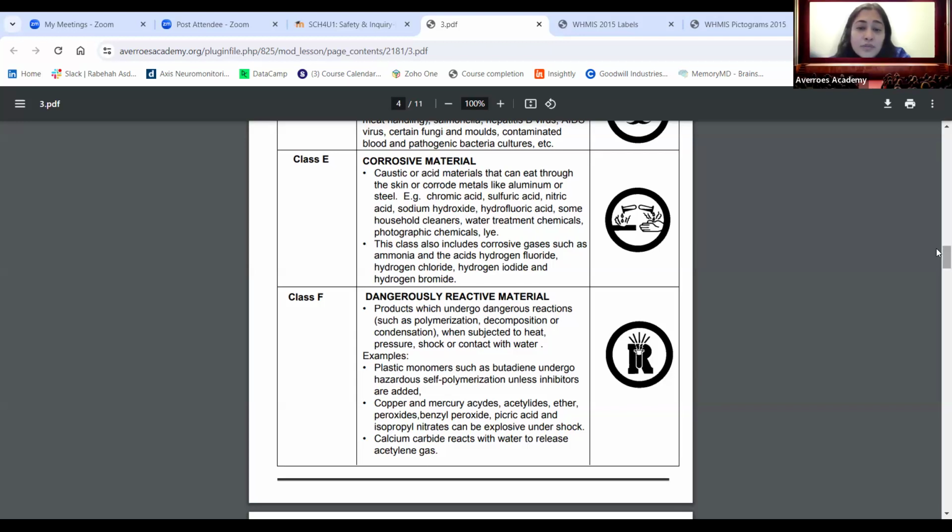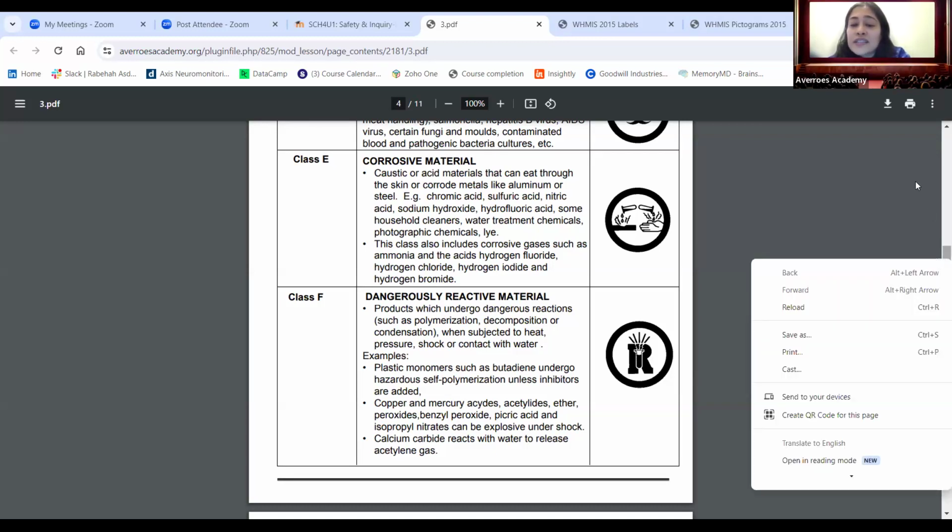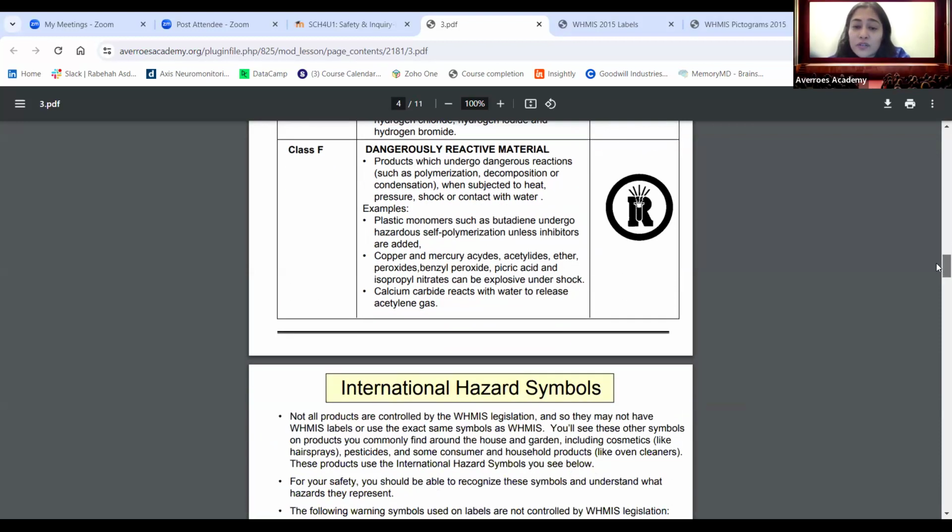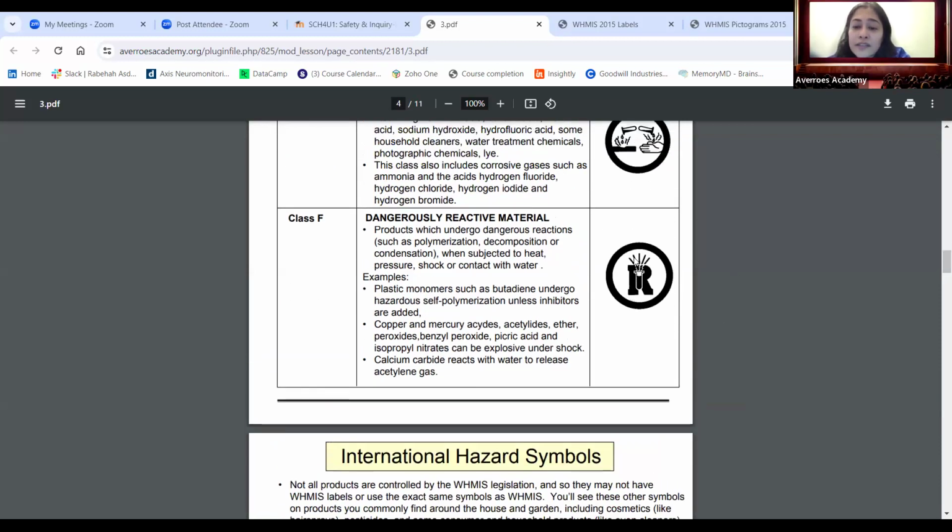Some examples include sulfuric acid, nitric acid, hydrofluoric acid, and some household cleaners as well. Water treatment chemicals and photographic chemicals. And then we have dangerously reactive material. The R means reactive, and then it's a test tube with lines radiating out of it, like thunder, right? Thundering out of it. So that means that it's dangerously reactive material.